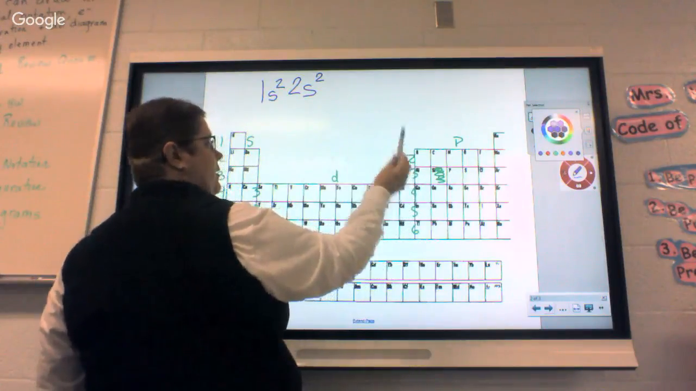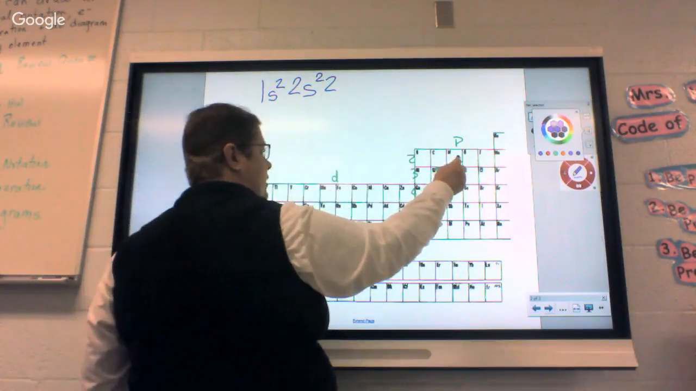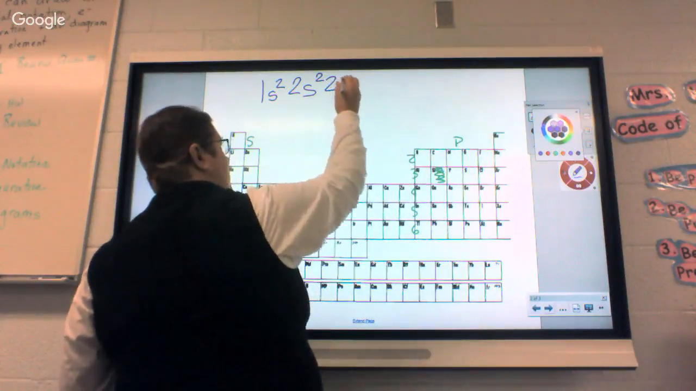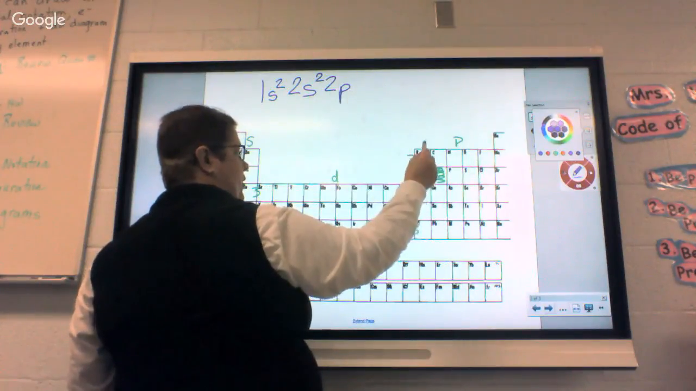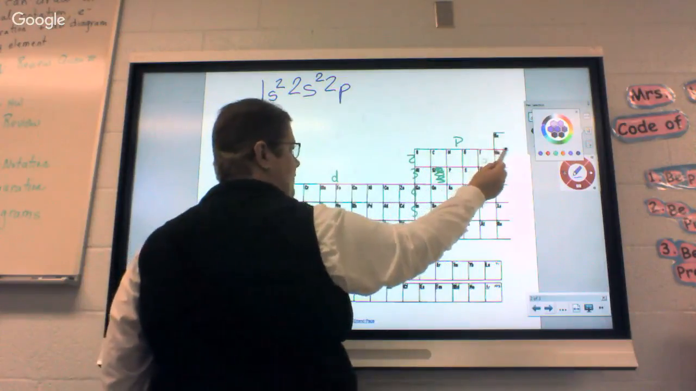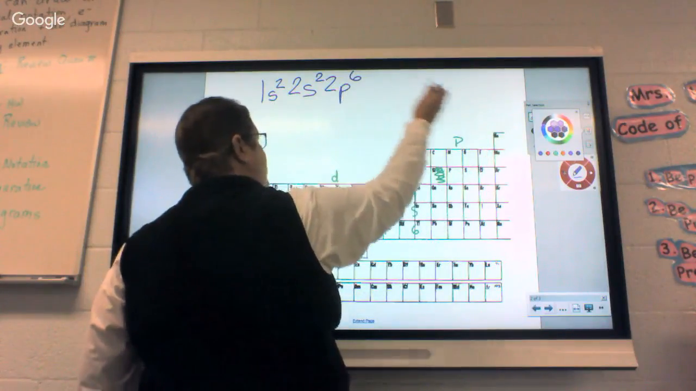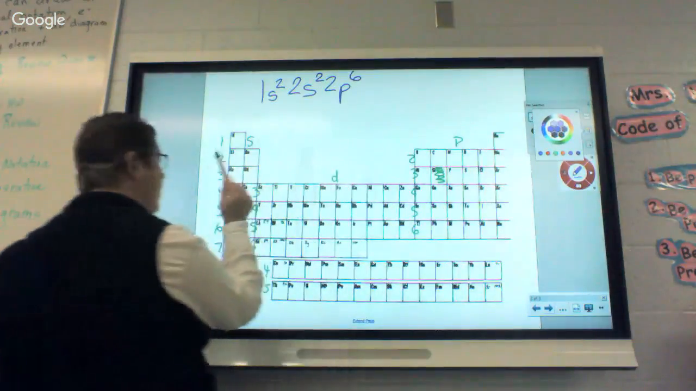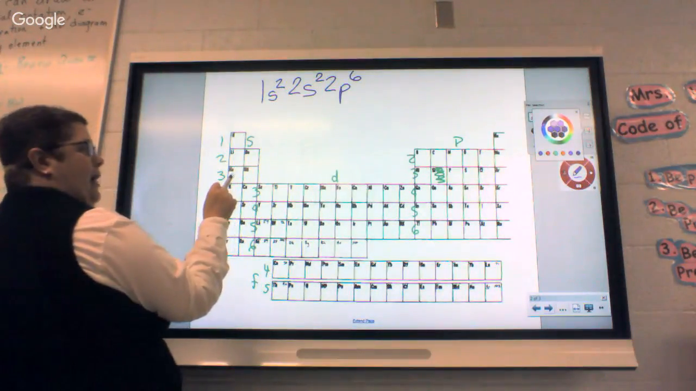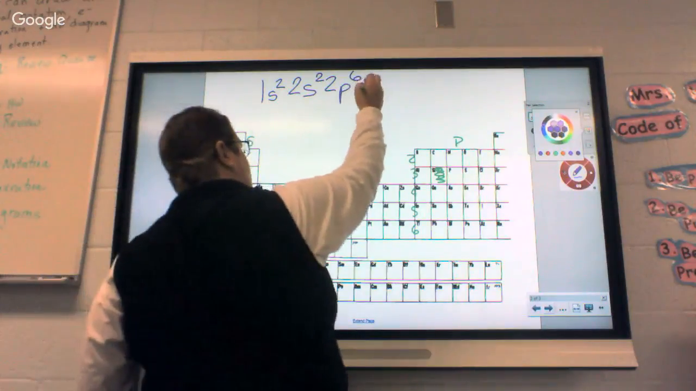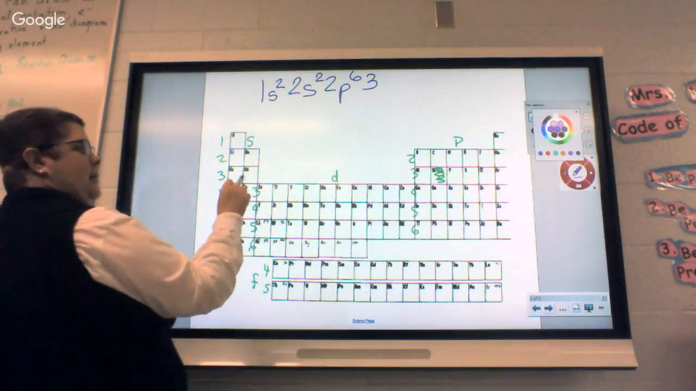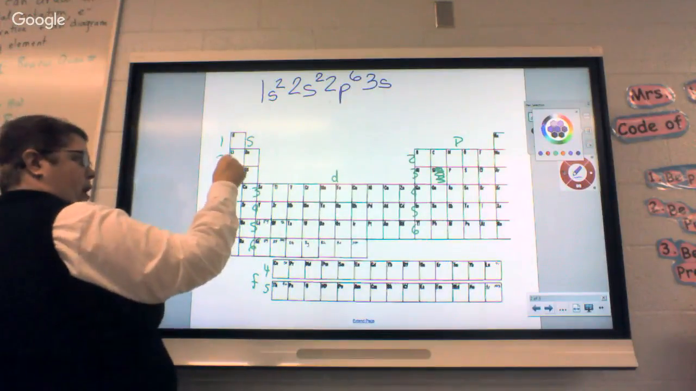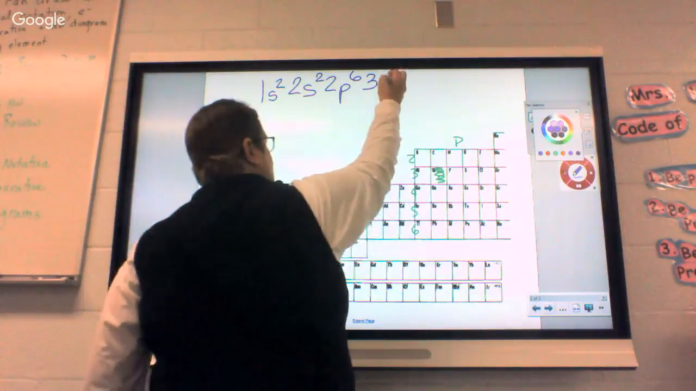What number do I see? What block is this? P. I write P. How many elements do I have? 1, 2, 3, 4, 5, 6. I write 6. When I get to the end of that row, where do I go? All the way back over to the left. What number do I have? 3. I write 3. What block is this? I write S. How many elements do I have? 1, 2. I write 2.